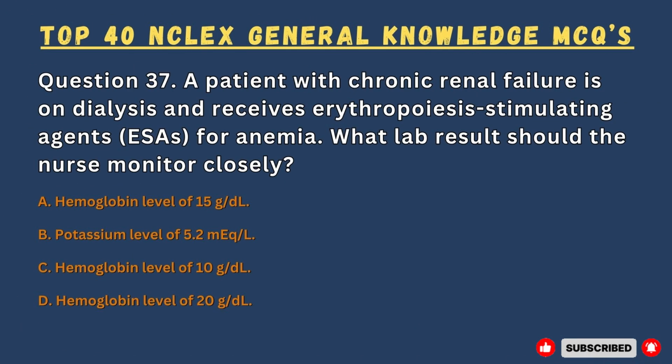Question 37. A patient with chronic renal failure is on dialysis and receives erythropoiesis-stimulating agents, ESAs, for anemia. What lab results should the nurse monitor closely? A. Hemoglobin level of 15 g per deciliter. B. Potassium level of 5.2 milliequivalent per liter. C. Hemoglobin level of 10 g per deciliter. D. Hemoglobin level of 20 g per deciliter.